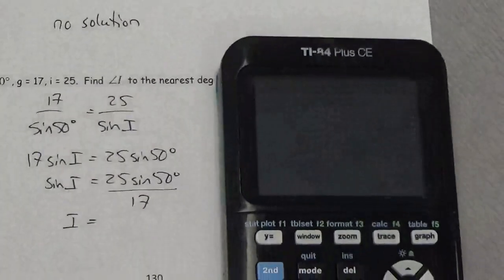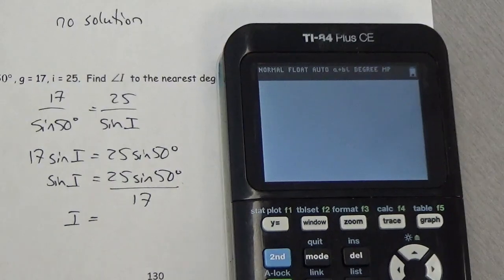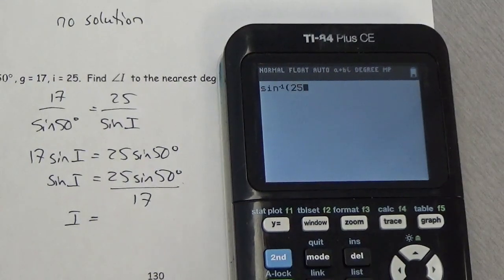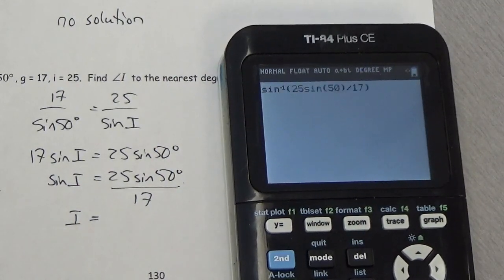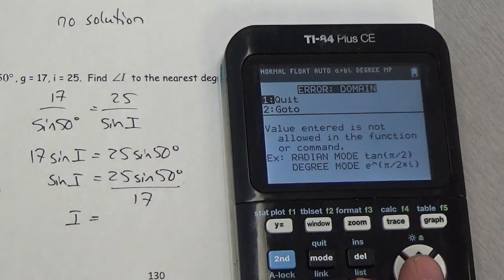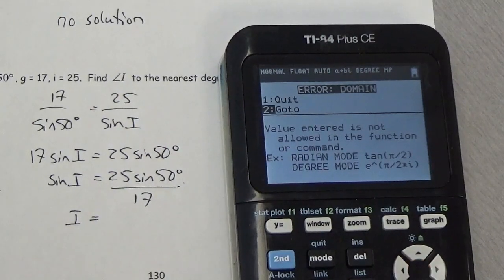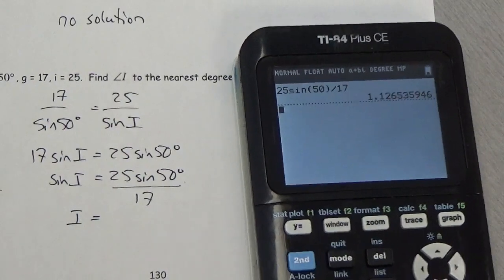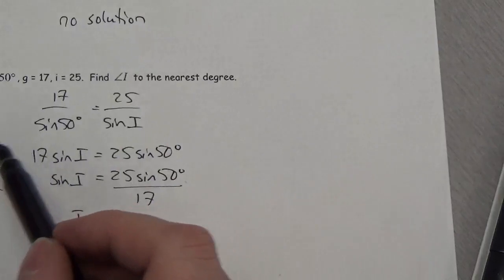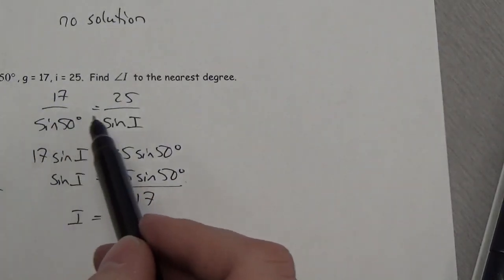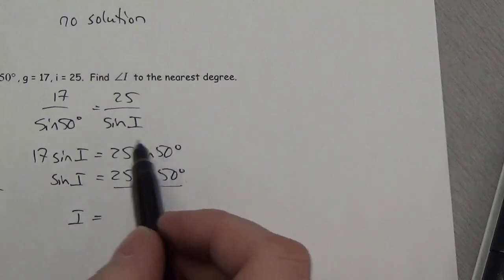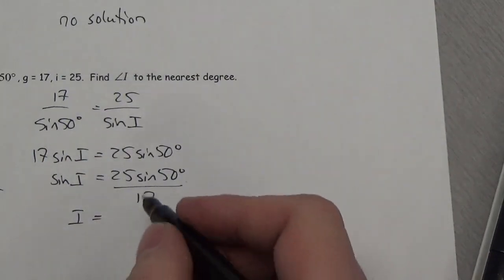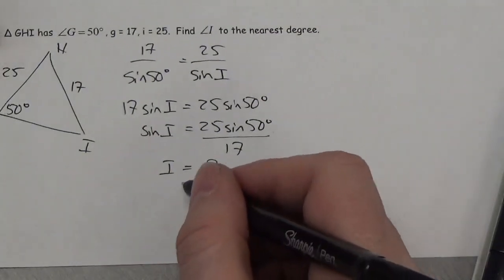So I will equal, let's take a look at this. Second sine, it'll be 25 sine of 50, close bracket, divided by 17. And I'm getting an error again. This time I want to double check because it seems unlikely that they would do that twice in a row. 25 sine of 50 divided by 17. If this is bigger than 1, okay, it's bigger than 1 here. So I'm going to double check that I've set that up right. 17 over sine of 50, 25 over the sine of I. Cross multiply, divide. Yeah, that's it. So this doesn't work.